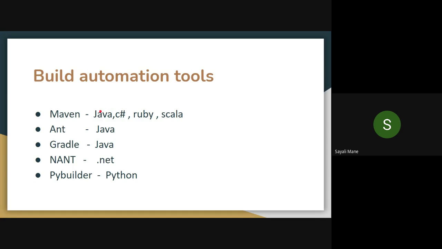For Java language, which build automation tool is required? So your answer should be Maven, Ant, and Gradle. For Python, which automation tool is required? Your answer should be PyBuilder. For .NET, which automation tool is required? So the answer should be NAnt.